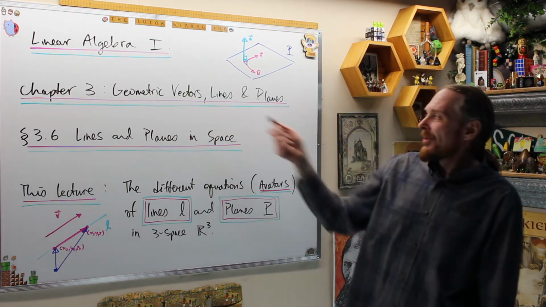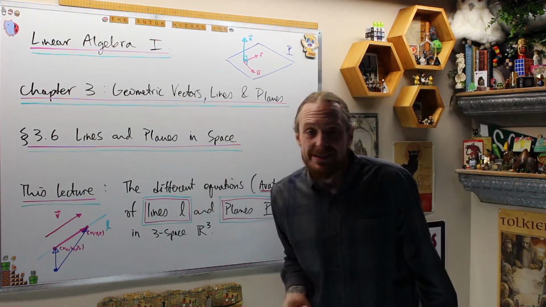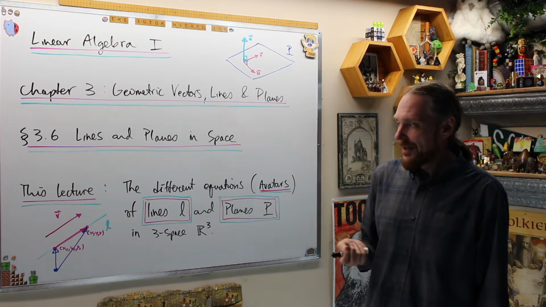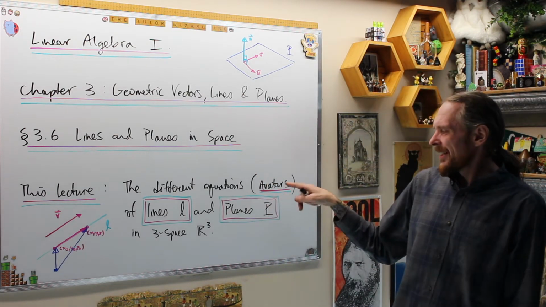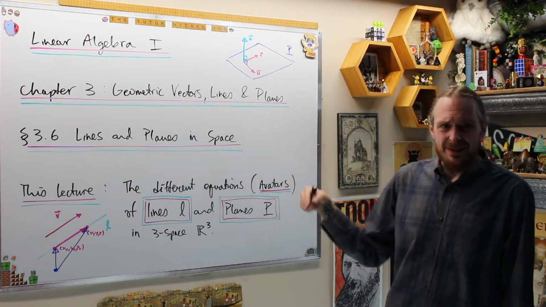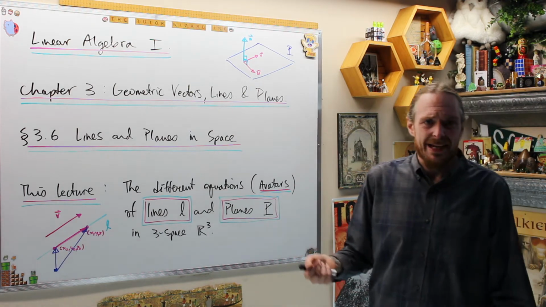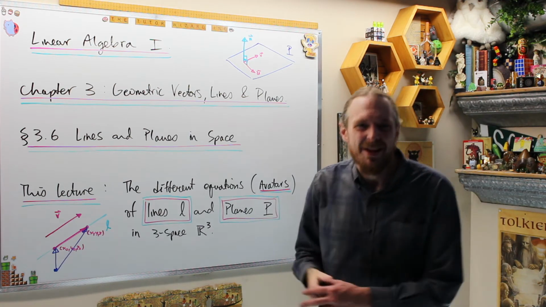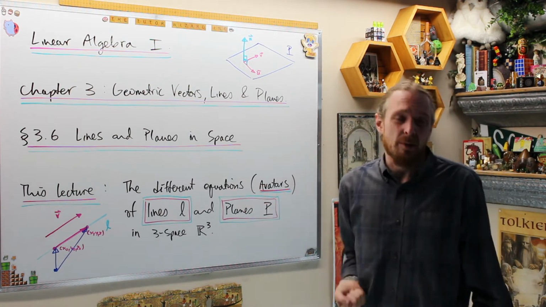Linear Algebra 1. Chapter 3 is Geometric Vectors, Lines, and Planes. Section 3.6 is Lines and Planes in Space, which is R3 essentially. In this lecture, we're going to give the 3 different avatars of a line and 3 different avatars of a plane. The algebraic ones, and this is the geometric avatar. Let's get into what their algebraic avatars are, or what the horrible equations of these things are.